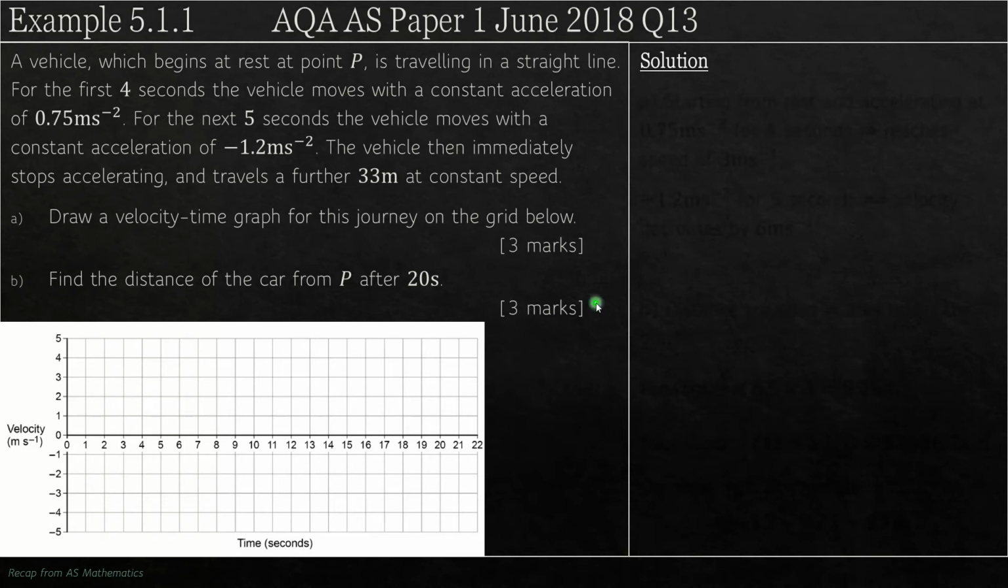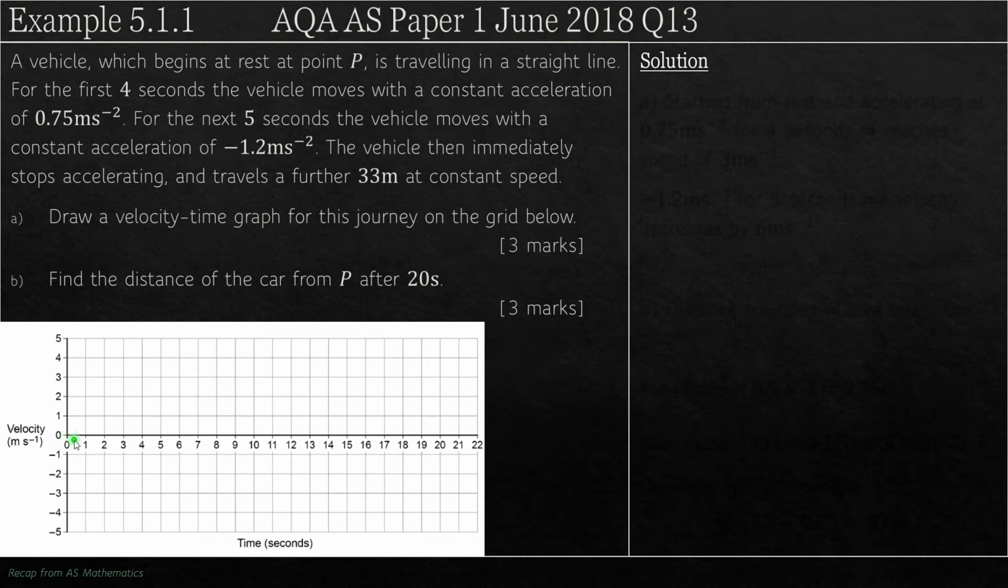Part A of this question is drawing a velocity time graph for the journey, to draw it on the given grid. So we have a vehicle which begins at rest. So when t is 0, so time is the horizontal axis, we know v will be 0. So the graph begins at the origin. When t is nothing, v is nothing.